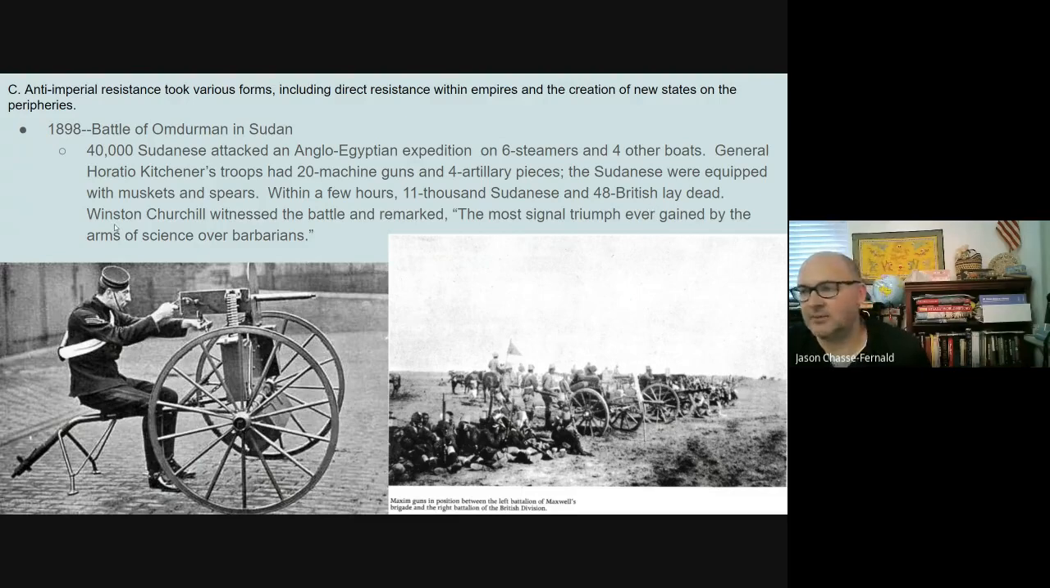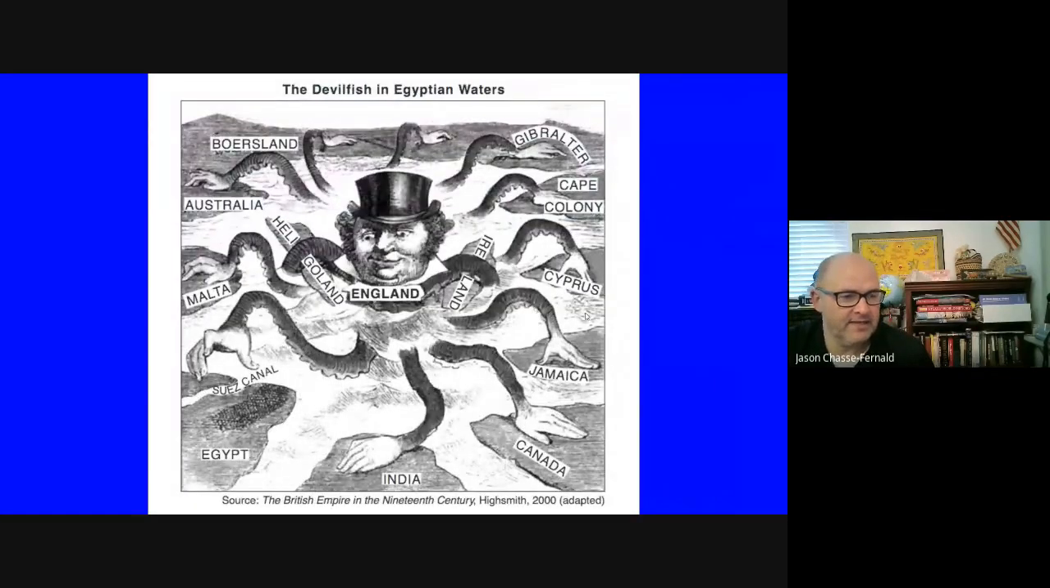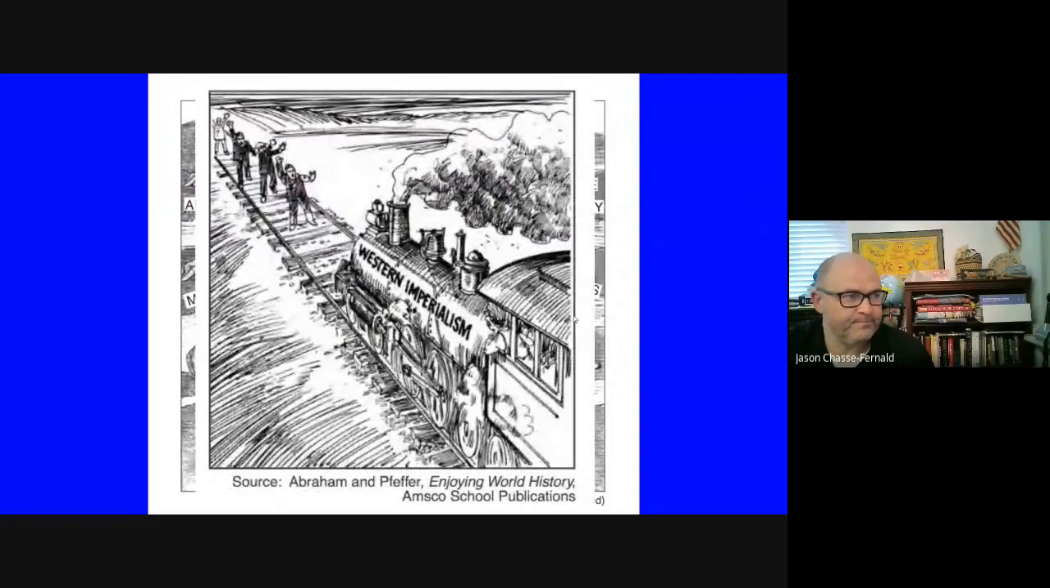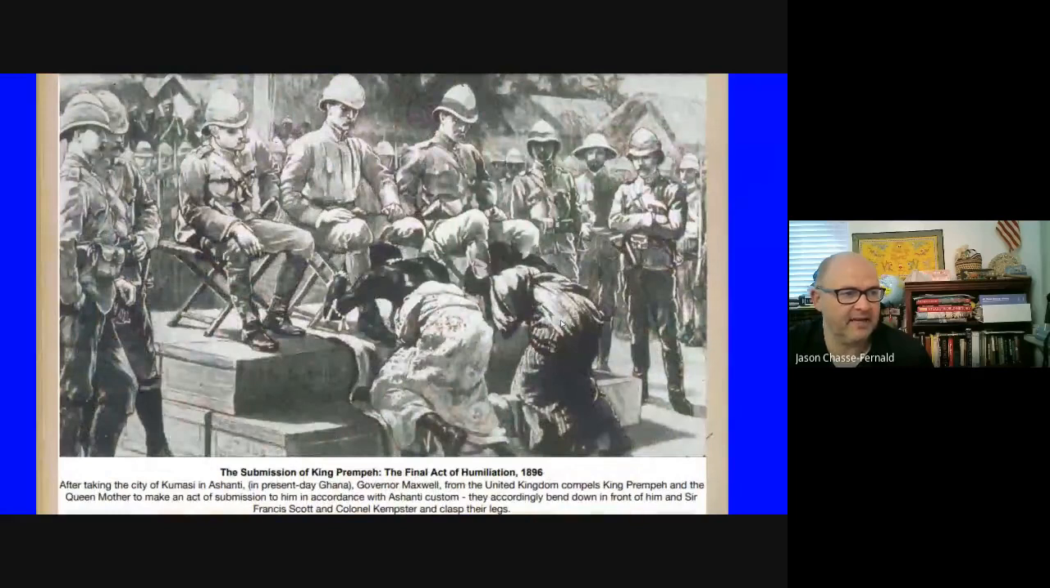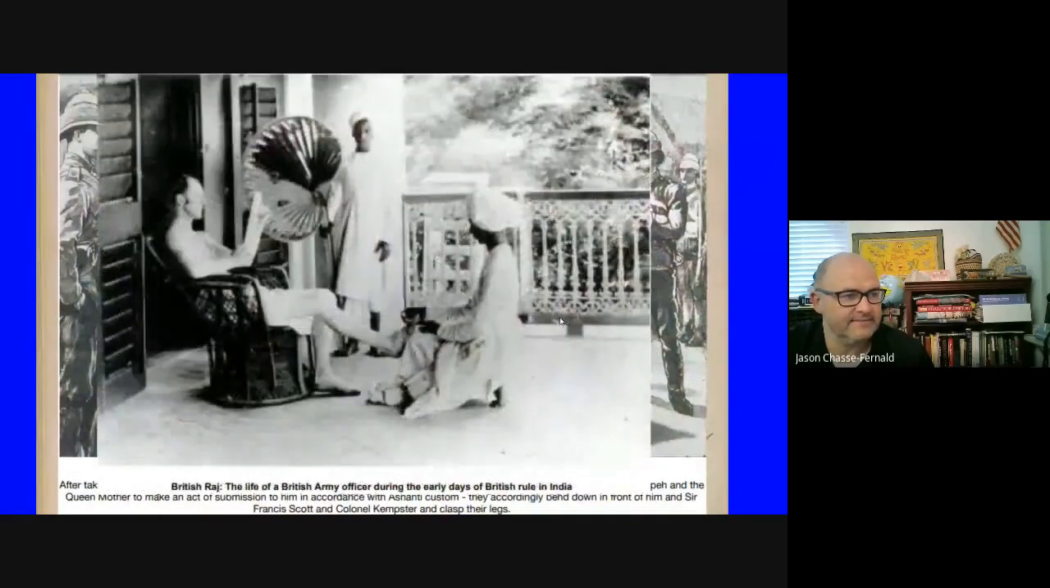And Winston Churchill, you're probably familiar with him, very famous First Lord of the Admiralty during World War I in England, and eventually becomes the Prime Minister of England during the Second World War. You're going to see a very well-known quote from him here. He was there witnessing this incident. Okay, so just a couple of images. We may or may not talk about these in class.